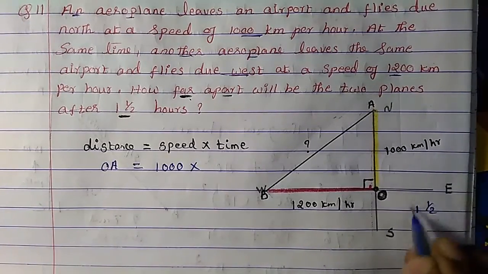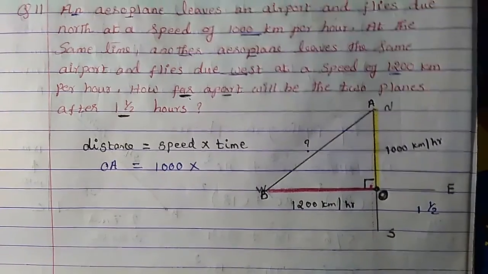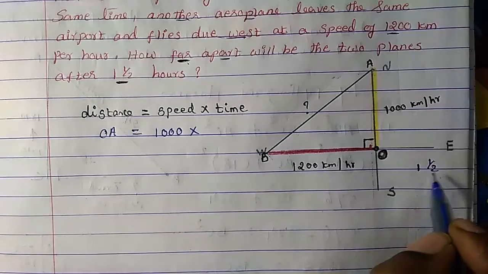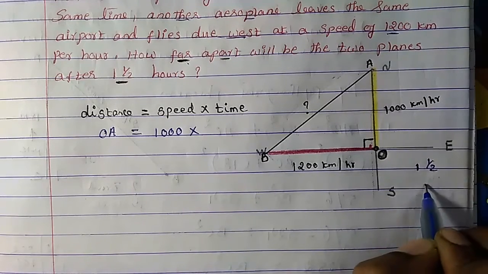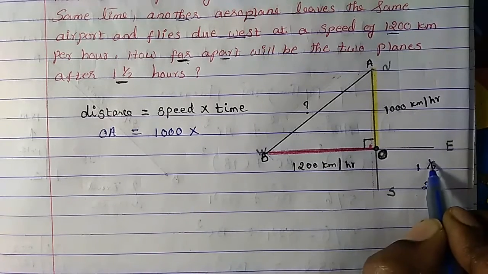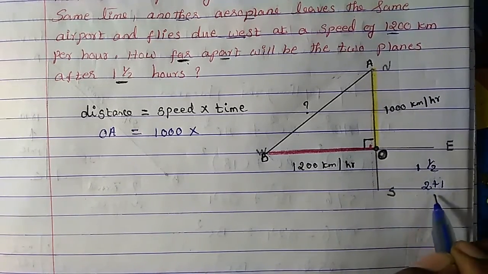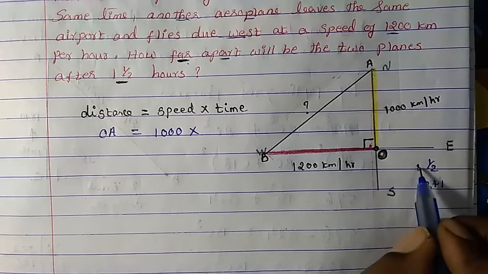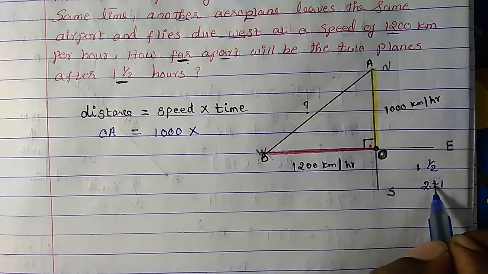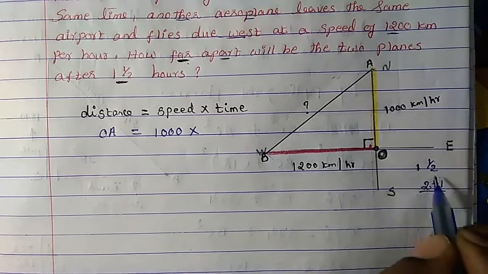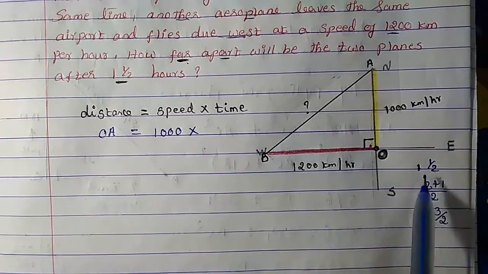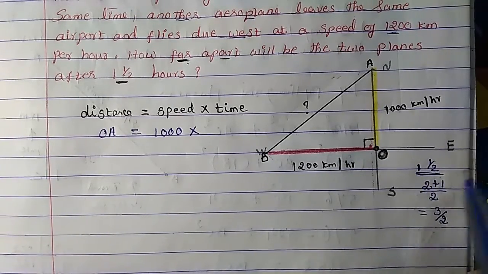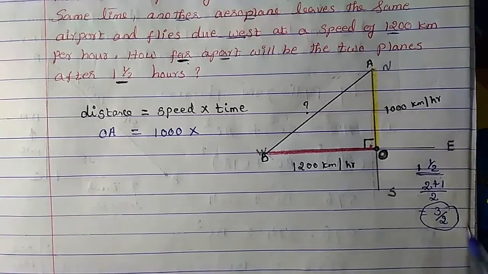See, the 1.5, this is a mixed number, a mixed fraction. Whenever a mixed fraction is there, you can convert it into an improper fraction. For that, you multiply the denominator and the whole number: 1 into 2 is 2, and then you add the numerator. The denominator remains the same. So you will get 3 by 2. So we have converted the 1.5 hours, this mixed fraction, into a fraction.